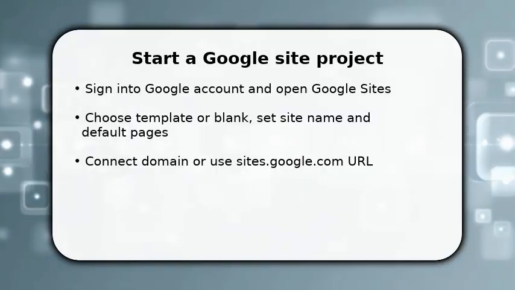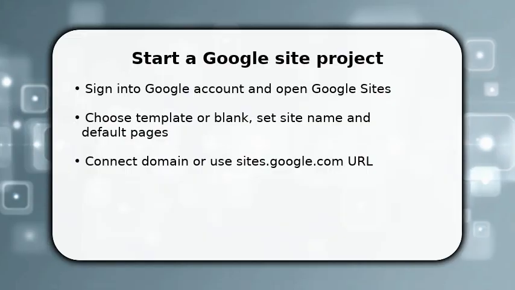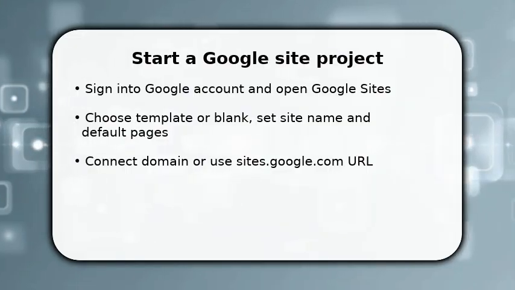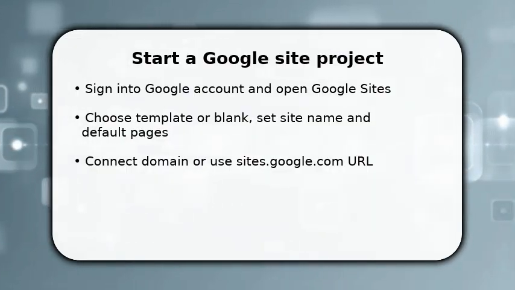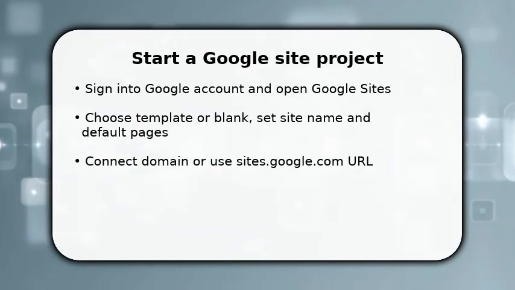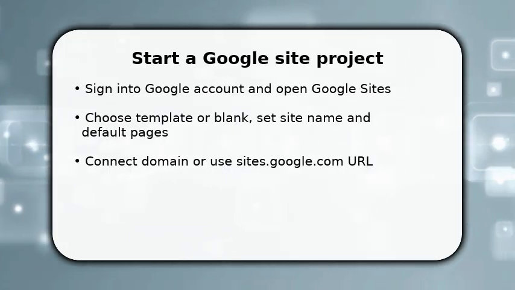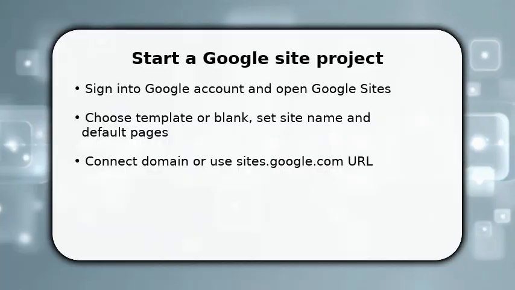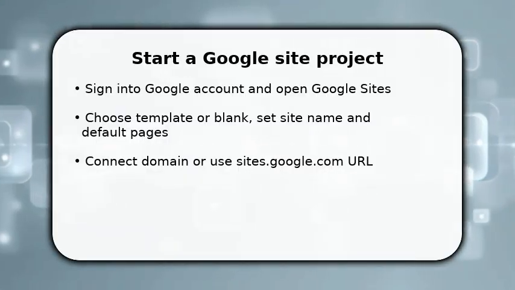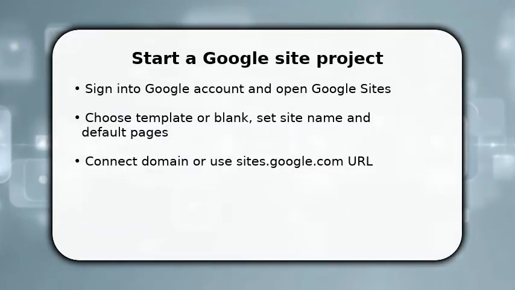You'll begin by opening Google Sites while signed into your Google account. This gives you instant access to templates and hosting. Start with a clear goal, what pages you need, and which template matches your layout, because the template determines initial blocks and styles. Once chosen, rename the site and the home page so navigation makes sense.